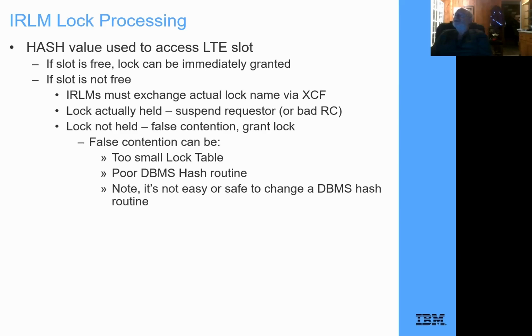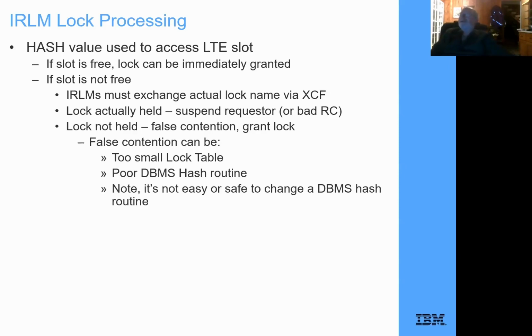It's a conditional request. If the lock's not actually held, it's false contention. That means 2 different lock names, strings, hashed to the same value. So in that case, the lock can be granted. And false contention can happen because of too small of a lock table or a poor database manager hash routine.